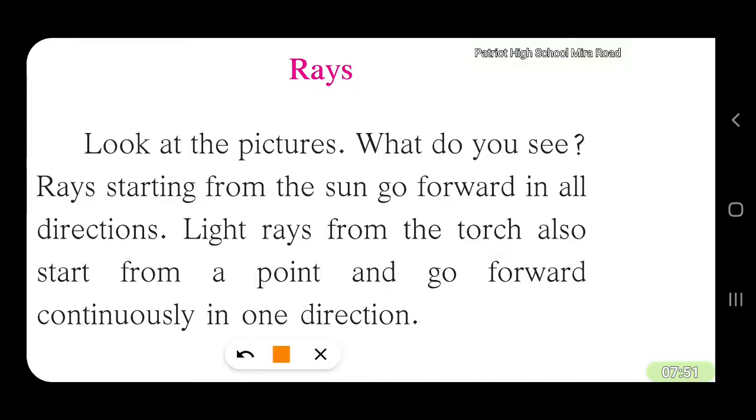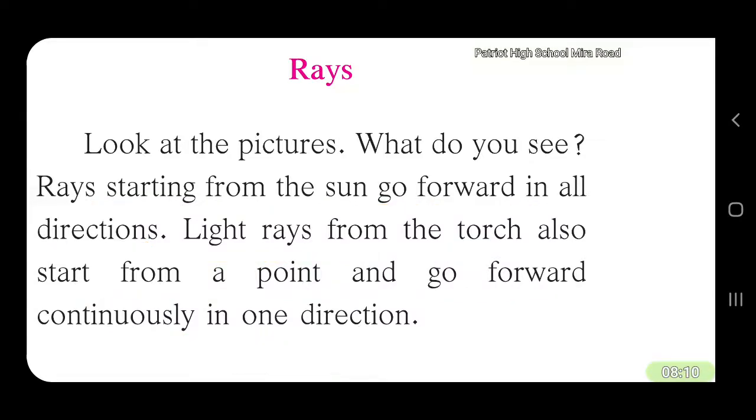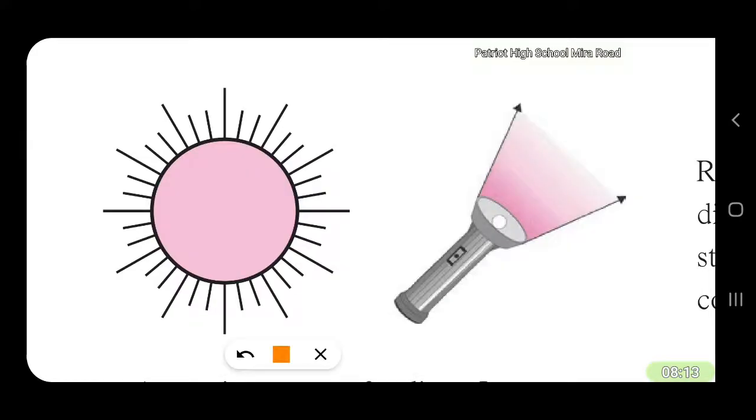Rays. What are rays? Rays starting from the sun go forward in all directions. Light rays from the torch also start from a point and go forward continuously in one direction. So, sun is the source of light.